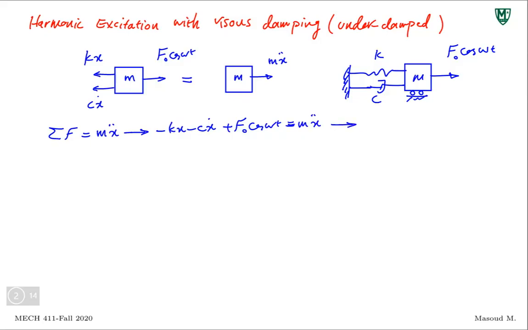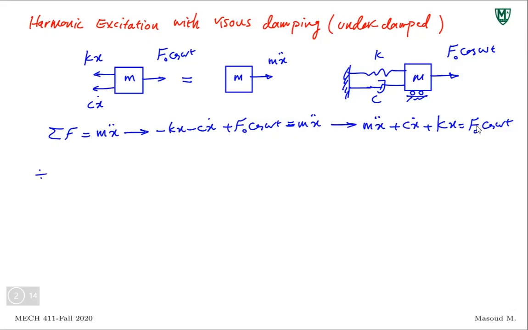From there, you can write it in a more familiar form: m x double dot plus c x dot plus kx equals F naught cosine omega t. You have seen this equation. The left side, m x double dot plus c x dot plus kx, is for a spring mass damper system in free vibration, when there was no force involved. Now what is added is the force acting on this system, in this case a harmonic force in the form of F naught cosine omega t, F naught being some constant in Newtons or any other unit you use to measure force, and omega being the frequency of the excitation.